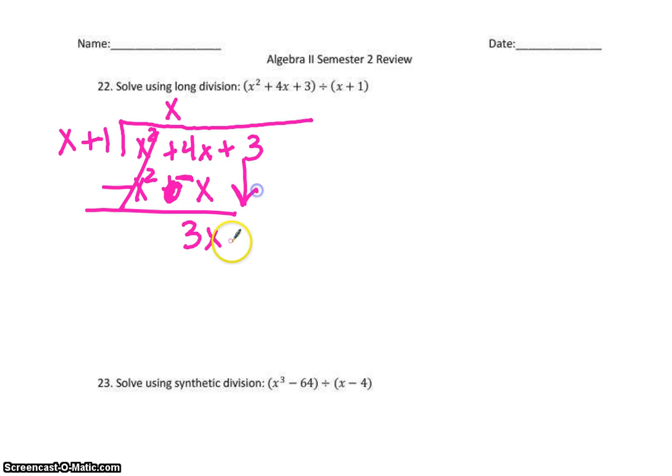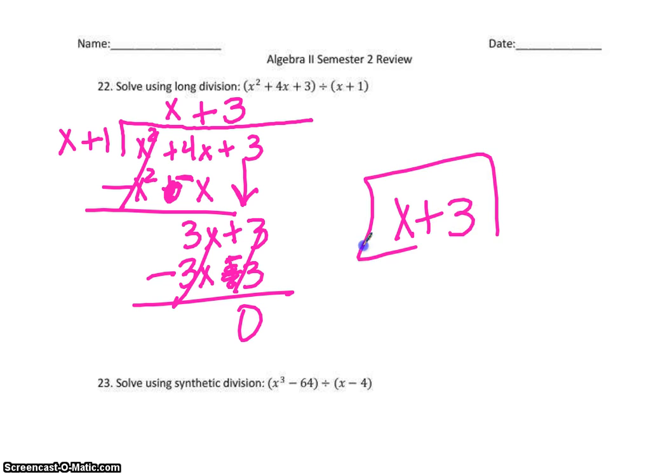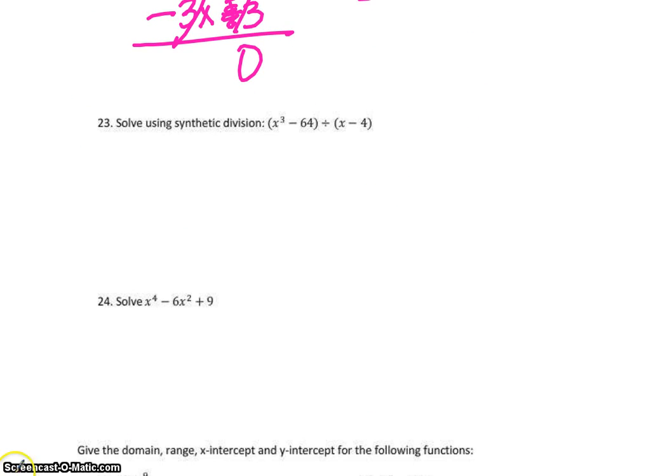So now bring down your plus 3. What would you multiply x by to get 3x? A positive 3, so you're going to say plus 3. 3 times x is 3x, plus 3 times 1 is 3. Draw your line, change your signs, everything cancels, and so there's no remainder, and your answer is simply x plus 3. 23 is still division, but it is synthetic.